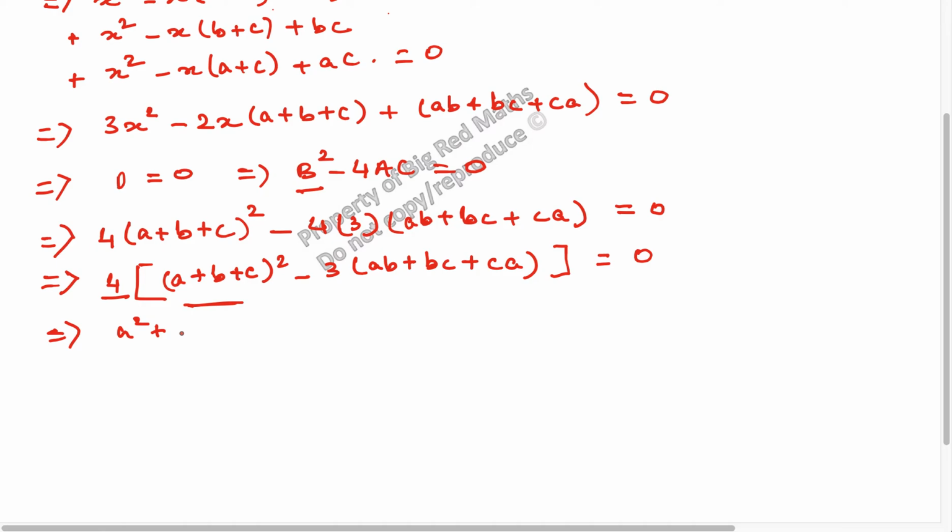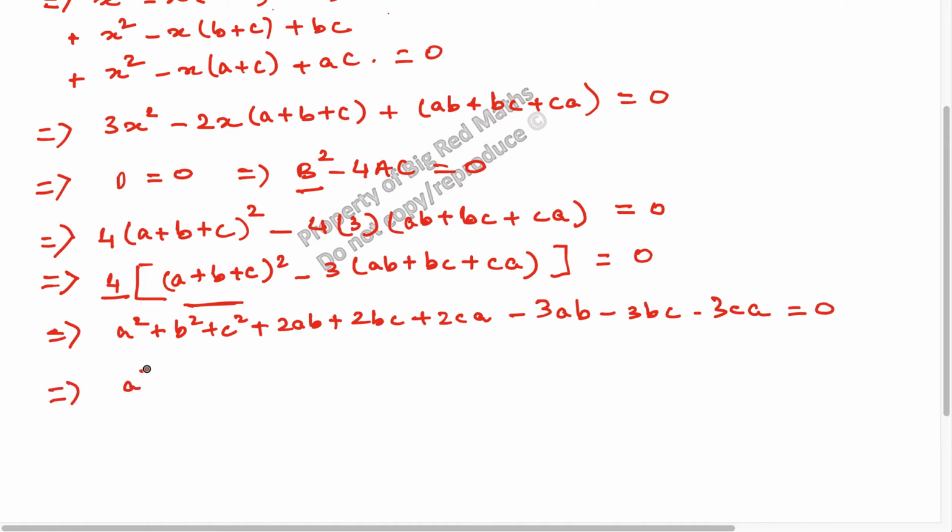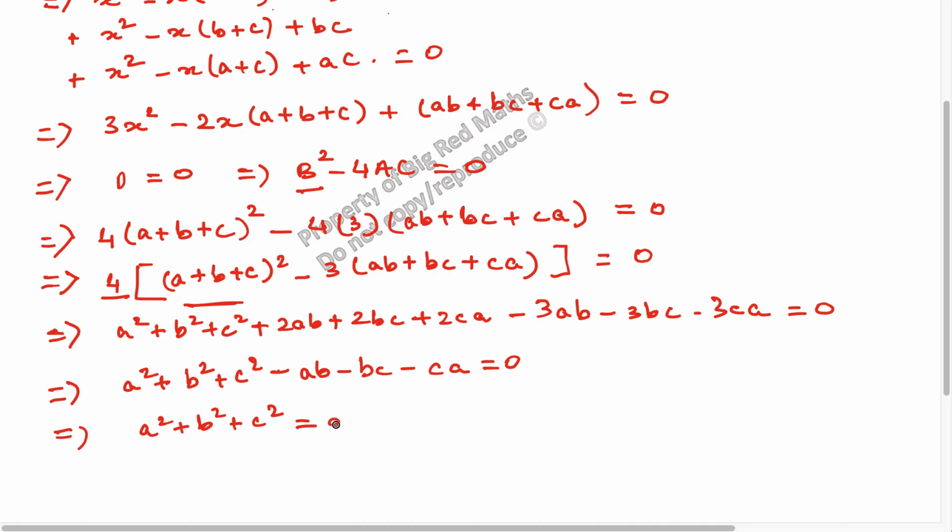It is a square plus b square plus c square plus 2ab plus 2bc plus 2ca minus 3ab minus 3bc minus 3ca equal to 0. This becomes a square plus b square plus c square minus ab minus bc minus ca equal to 0. If I move the negative terms to the RHS, it will be a square plus b square plus c square is equal to ab plus bc plus ca.